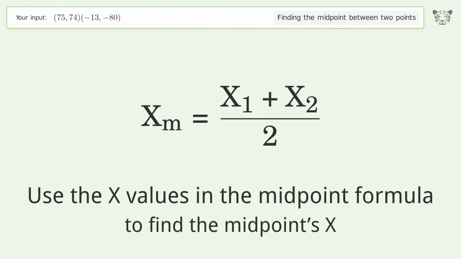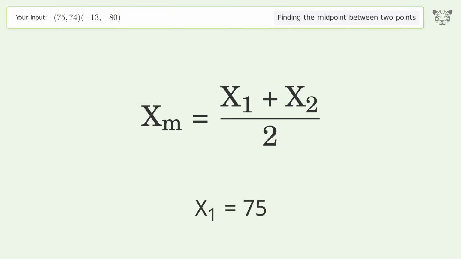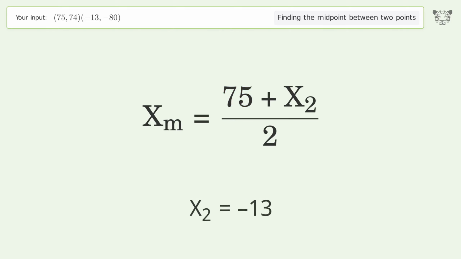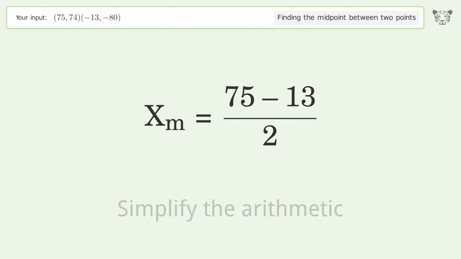Use the x values in the midpoint formula to find the midpoint's x. x1 equals 75. x2 equals -13. Simplify the arithmetic.